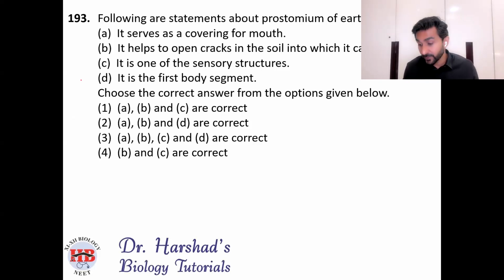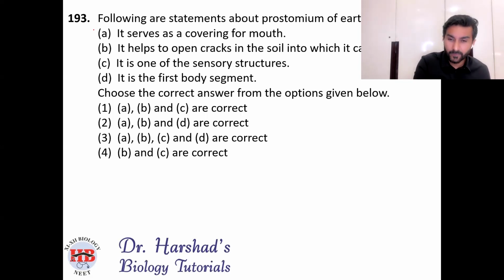Prostomium. Now, this is a question which we generally wouldn't have expected because earthworm and frog are not technically included in your portion. But luckily, they have asked you in your optional part, so you can skip this question. Anyway, prostomium is a cover which is ahead of the first segment. It is a cover around the mouth which helps the earthworm to burrow. At the same time, it also has sensory receptors in it.